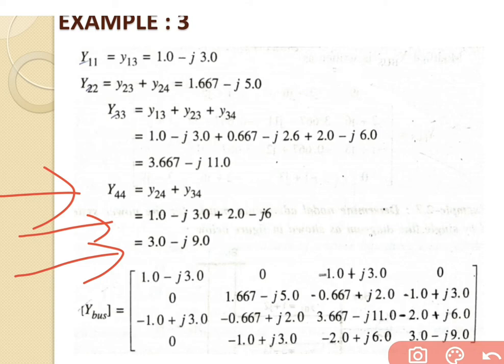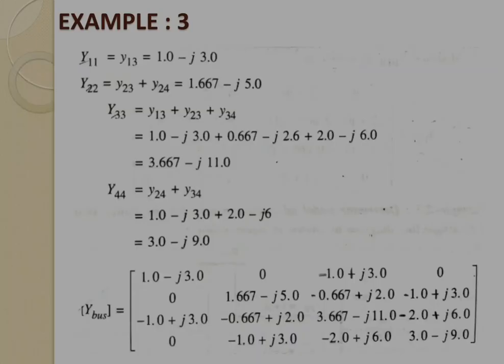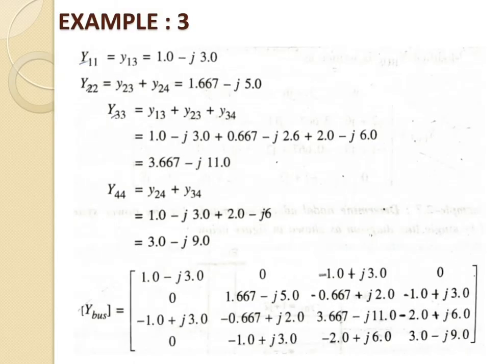So up to now we have calculated the values of self admittance as well as mutual admittance, and we put these values inside the actual Ybus. That is the Ybus with elements y11, y12, y13, y14, y21, y22, y23, y24, y31, y32, y33, y34, y41, y42, y43 and y44.